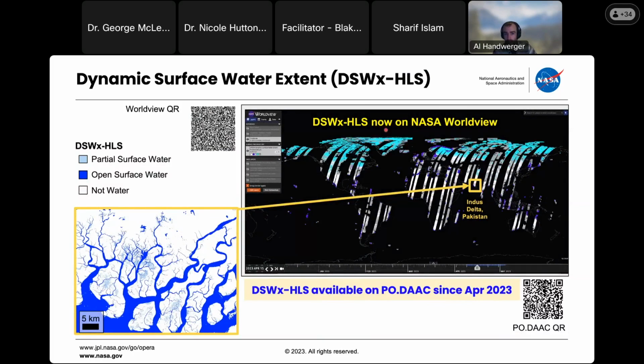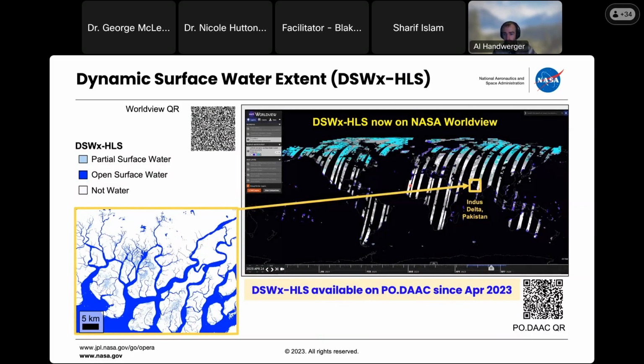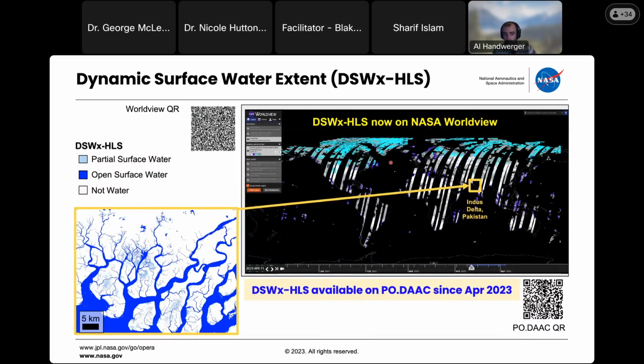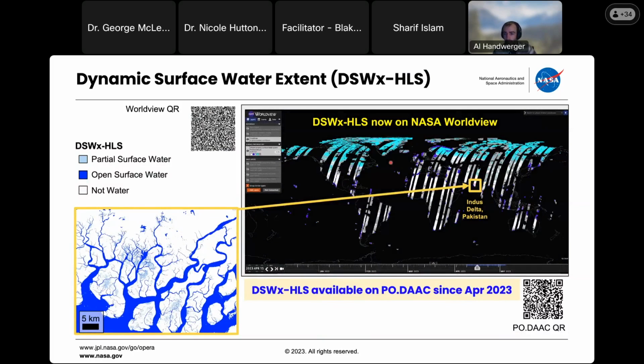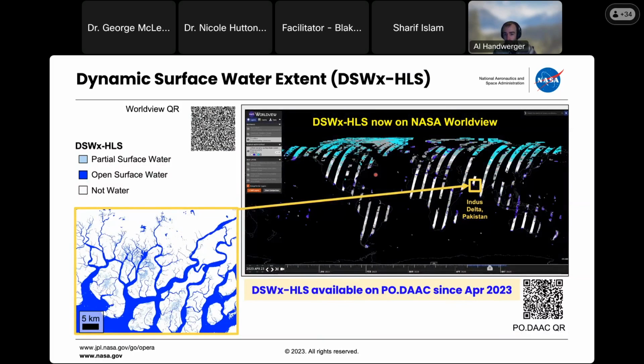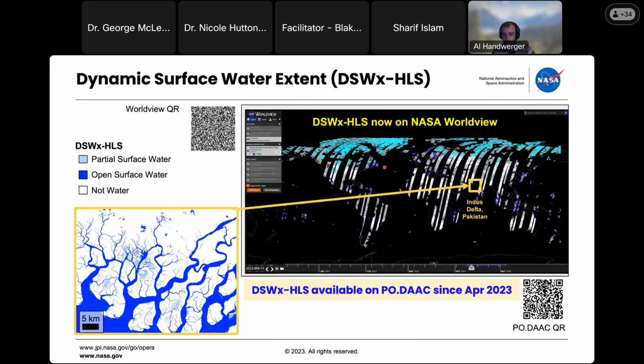So these data are available on NASA Worldview, and this is just an animation here showing a time series of what the water product looks like. So really just trying to highlight here the global coverage and the very high temporal resolution, temporal sampling of this data.